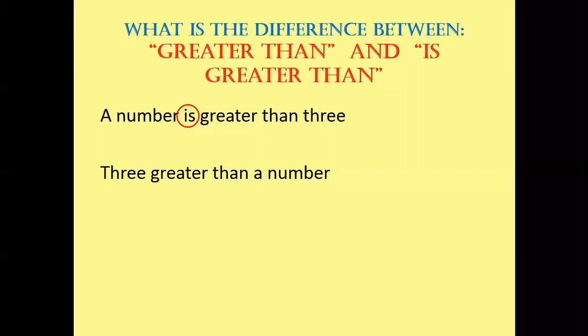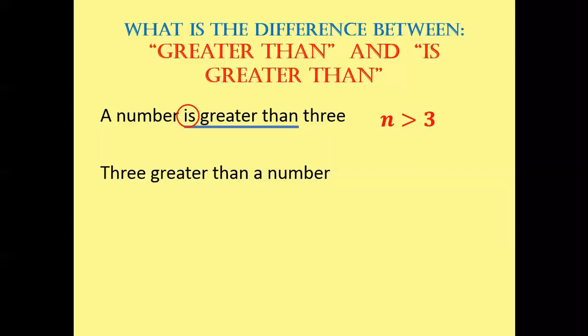So what we need to do now is talk about the difference between "greater than" and "is greater than." If we want to write down the expression "a number is greater than 3," we've really got to focus on that word "is." If you recall, that was one of the words we listed when we were talking about an equal sign. But in this case, we've got "is greater than." That indicates the inequality symbol. And so we are going to write "a number is greater than 3" using that inequality symbol.